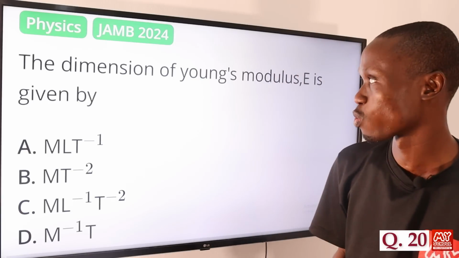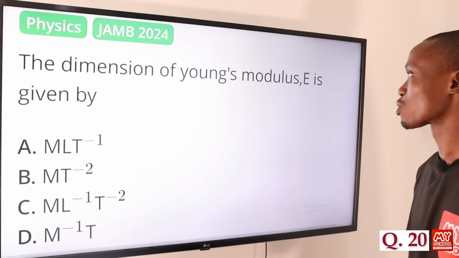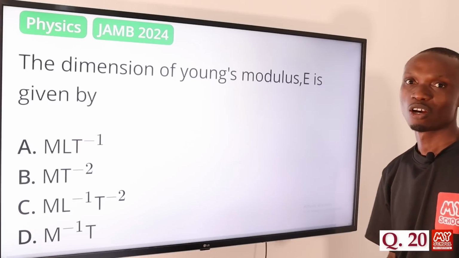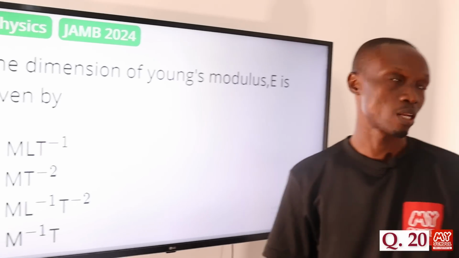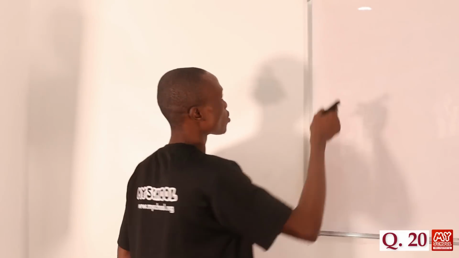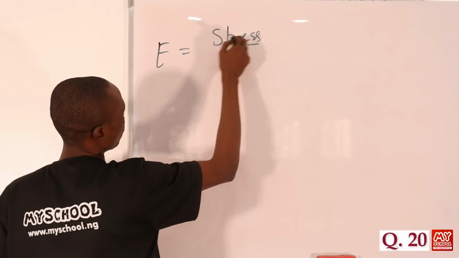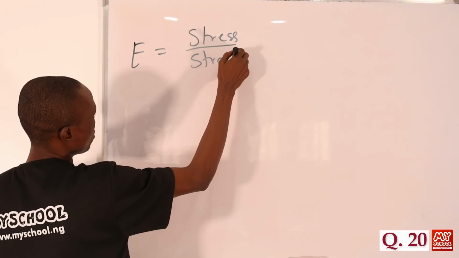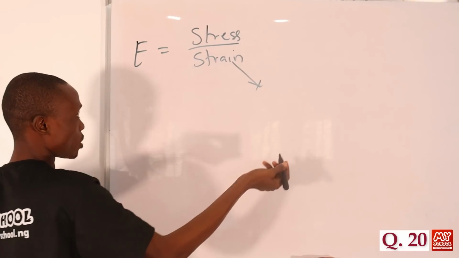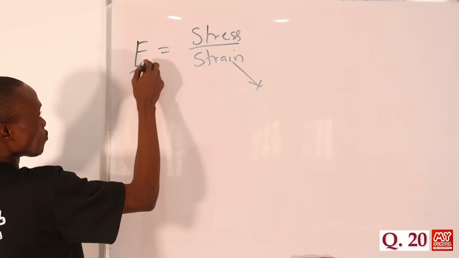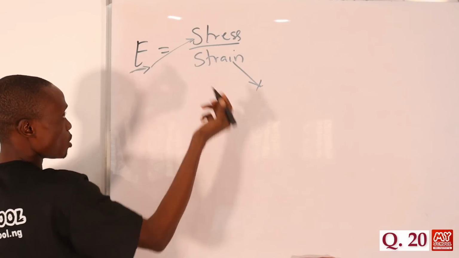Moving on to question 20. The dimension of Young's modulus E is given by, so let's move over to the board to provide the answer to this question. Young's modulus E is given as stress all over strain. But remember that strain is dimensionless, so the dimension of the modulus is the same as the dimension of stress.